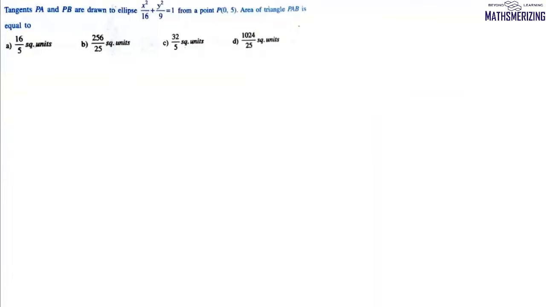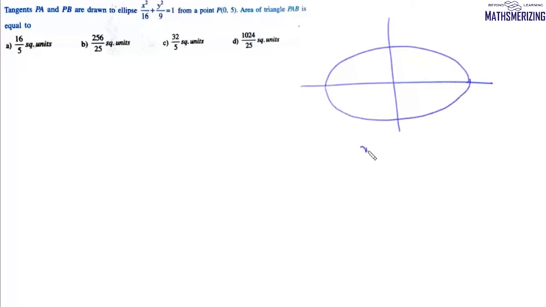Now here the question is, tangents PA and PB are drawn to this ellipse x²/16 + y²/9 = 1. Now these points are (4, 0), (-4, 0), (0, 3) and (0, -3). Now from a point (0, 5), so we have a point on the minor axis, from (0, 5) we have drawn two tangents.